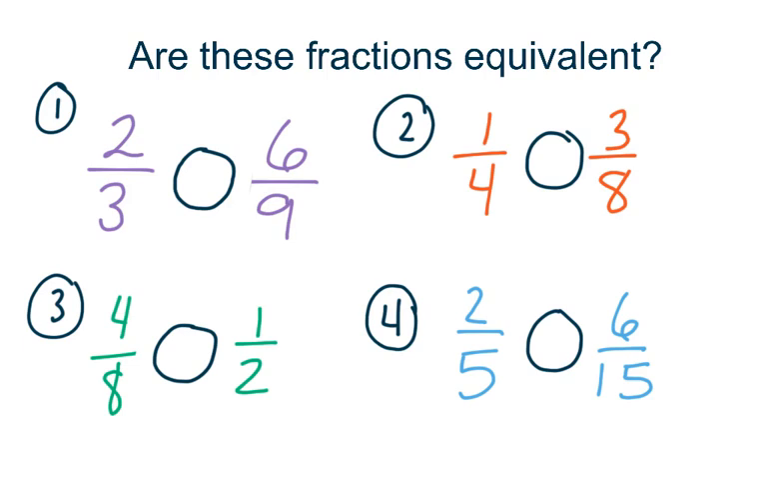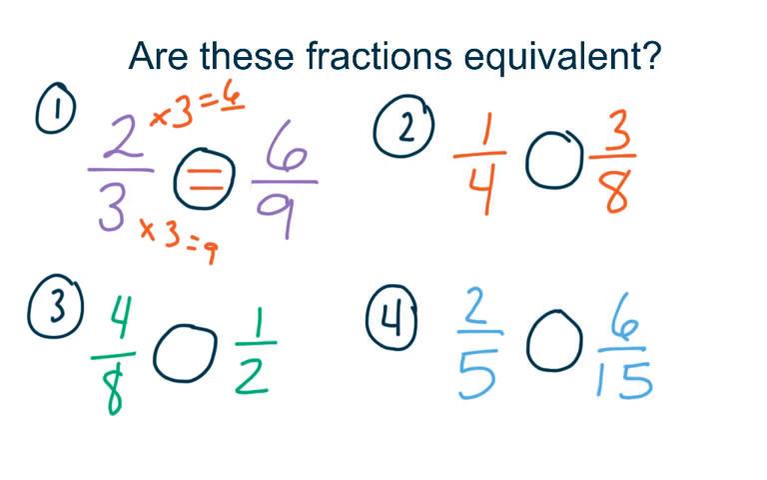Well, if I'm going from 2 to 6, what would I have to do? I would have to multiply times 3. Can I also multiply 3 times 3 to get 9? Well, 2 times 3 gives me 6, and 3 times 3 gets me 9. So yes, these two fractions are equivalent, because if I were to multiply my numerator and denominator by the same value, I'm going to get 6/9.